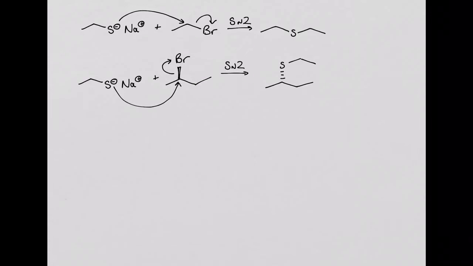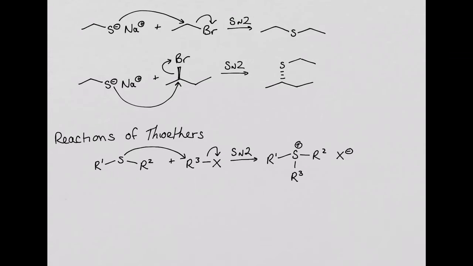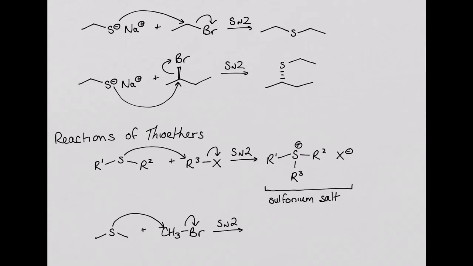Next, we will consider the reactions of thioethers. Remember that ethers are not very reactive. However, sulfur is a better nucleophile than oxygen, so thioethers are in fact nucleophilic and can undergo SN2 reactions. If we take this thioether and react it with an alkyl halide, it will react in an SN2 mechanism to produce something called a sulfonium salt. For example, if we take this thioether and react it with methyl bromide, it will react in an SN2 reaction to produce this sulfonium salt.